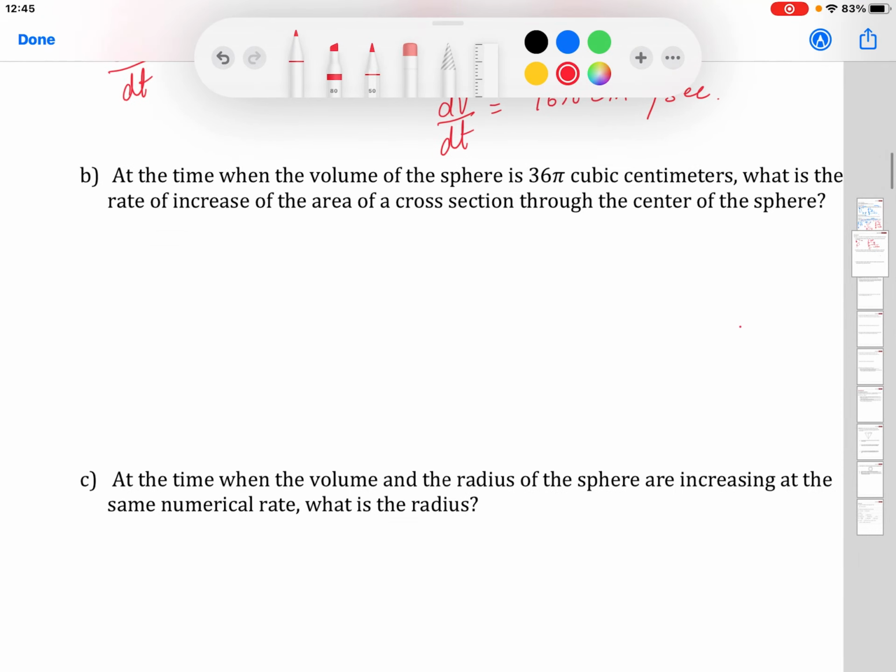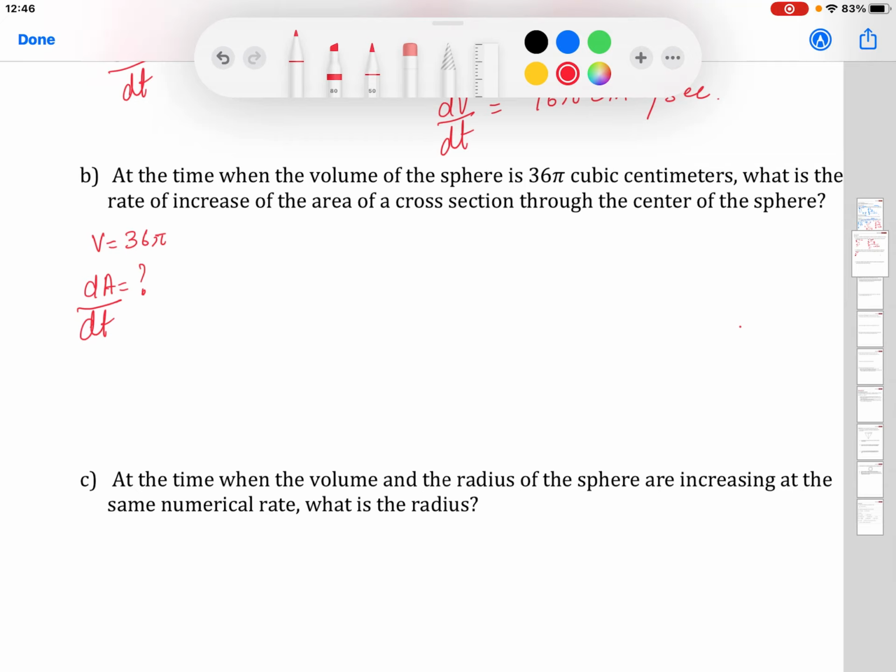Okay, now part B: at the time when the volume of the sphere is 36 pi, what is the rate of increase in the area of the cross-section through the center of the sphere? Okay, what is a cross-section? First of all, a cross-section is literally a slice. So if you cut the sphere, what shape would you see? Wouldn't you see a circle there too? So that's a circle. So I basically want to find dA dt. That's what I'm looking for, right? The rate of increase of the area of the cross-section. Since the cross-section is a circle, I'm going to find that.